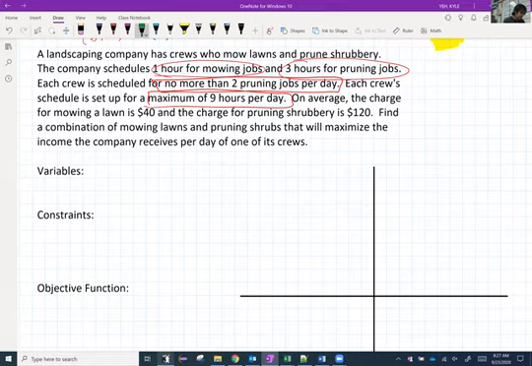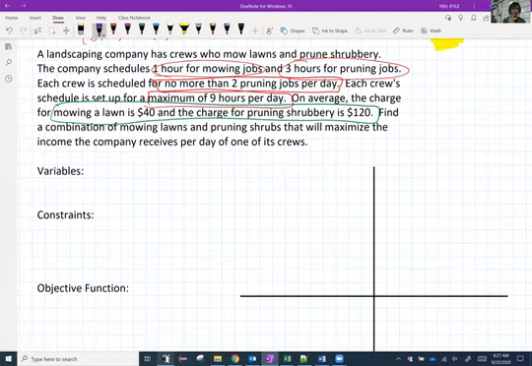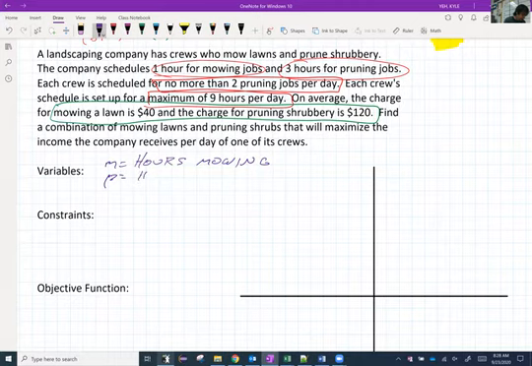On average, the charge for mowing a lawn is $40 and pruning shrubbery is $120, and we need to find the combination that we should schedule our work crews to maximize the income, maximize the amount of money we get. So what are we doing here? Well, I'm looking at this and I'm saying, it looks like there are 2 things we're trying to figure out. Maybe M equals hours of mowing, because the 2 things they kept talking about were mowing and pruning shrubbery. So I'll make P hours pruning.